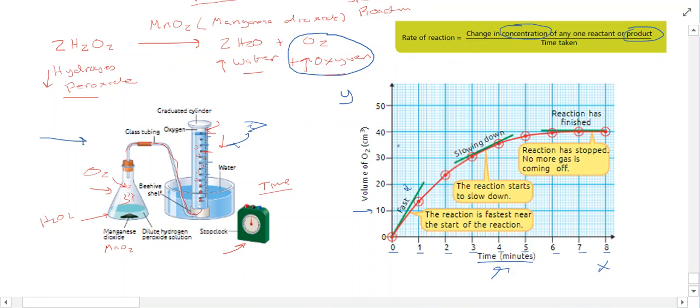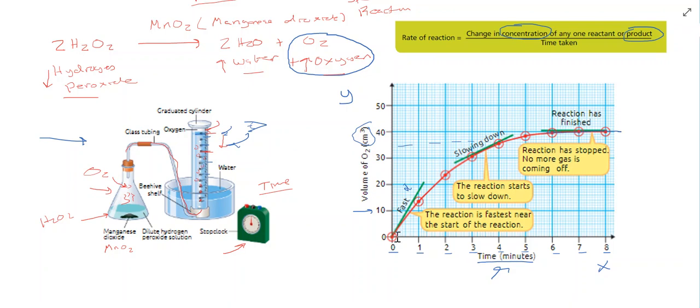So the concentration starts to become more even, and then it levels off at about 40 cubic centimeters. You're not going to get any more oxygen produced. So the rate has stopped and no more gas is coming off. It just levels off, and the level of the oxygen stops dropping.